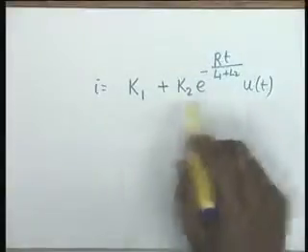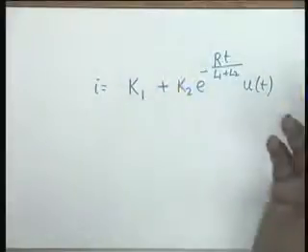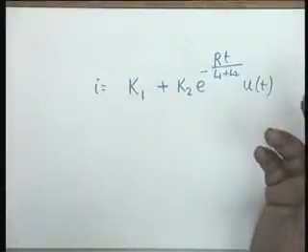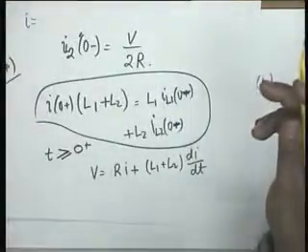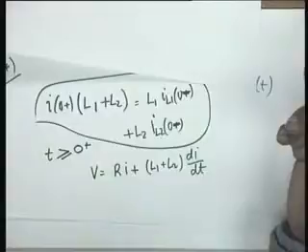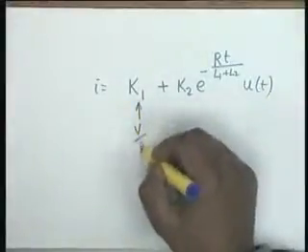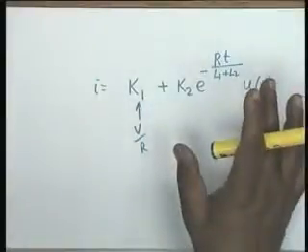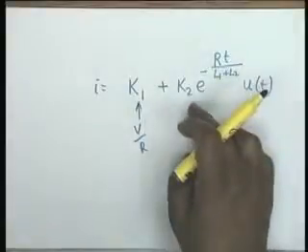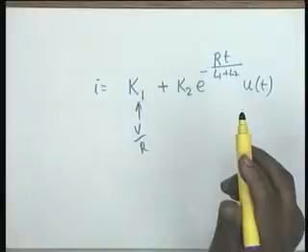Alright, from which, k1 can be found out immediately by allowing t to go to infinity. If t goes to infinity, what is the current again in this circuit? Again V by R. Okay, so we know k1 would be equal to V by R. For k2 now you have to put t equal to 0 and find out k2 and then the total solution. Well, I will leave the rest to you. Okay, fine, thank you.